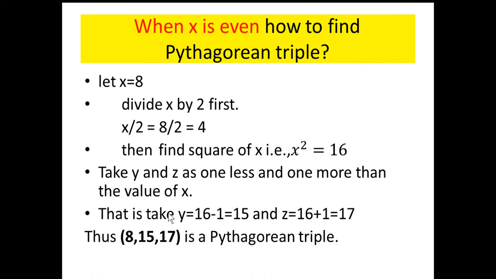And whenever x is even, what do we do? If x is even, then first you divide it by 2, then find its square. So x is 8, dividing it by 2 gives you 4, and the square of 4 is 16. Then take y and z as 1 less and 1 more than this value. So 1 less is 15 and z will be 1 more, that is 17. So the Pythagorean triple is 8, 15, 17. This is how you find the Pythagorean triple.